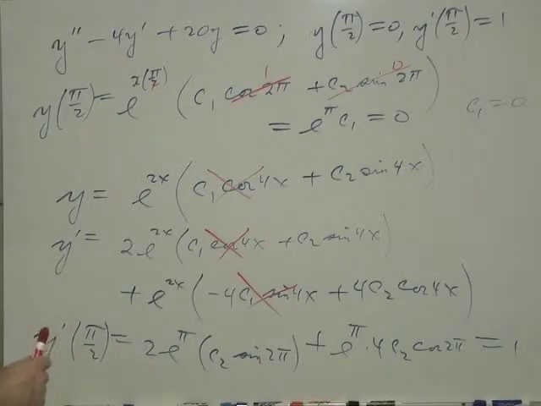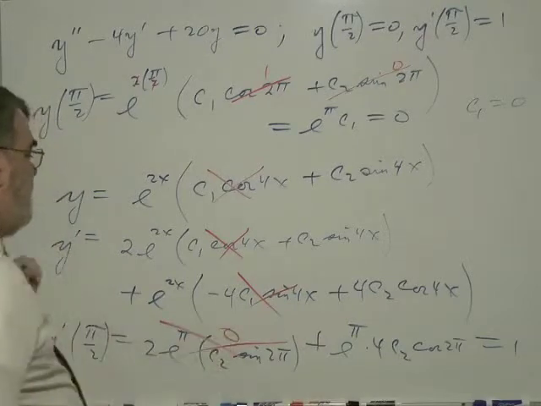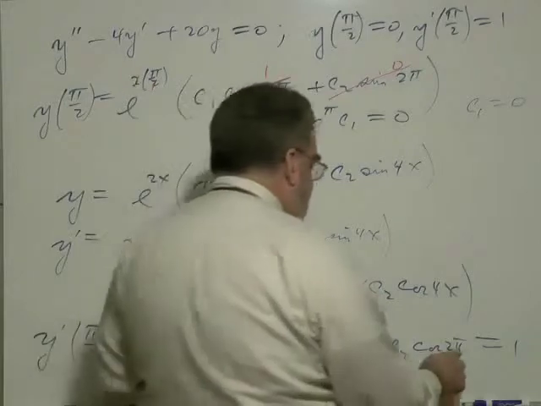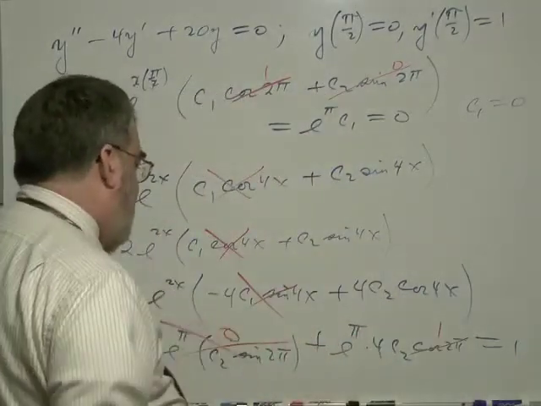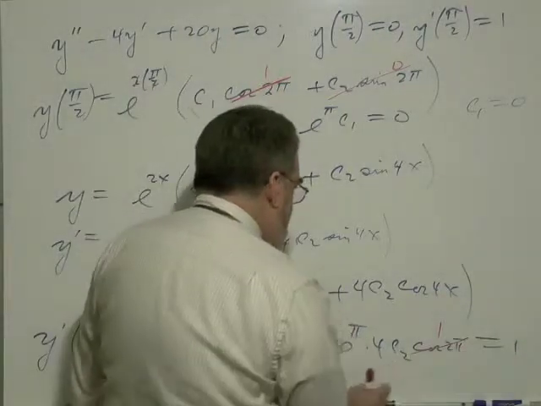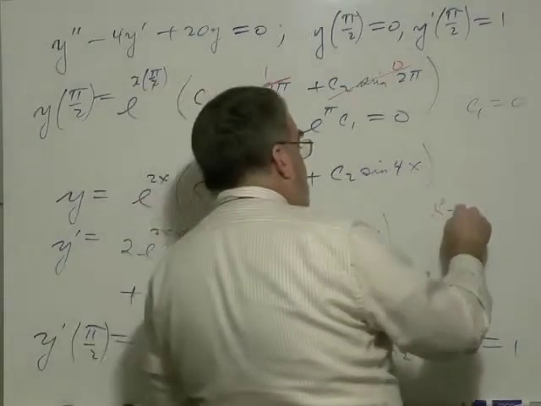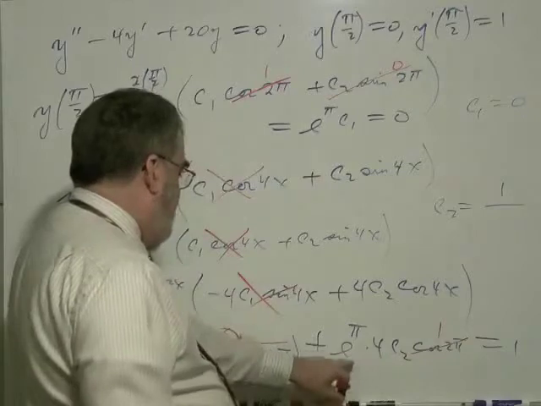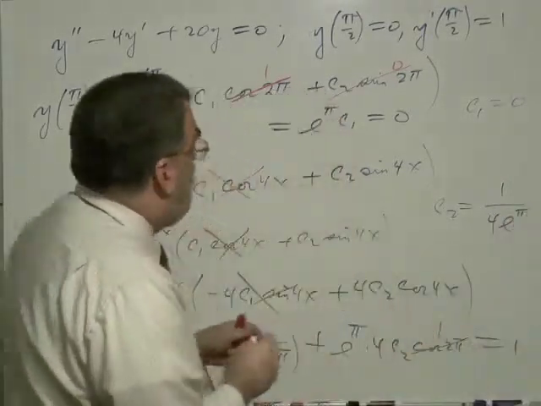But we can do some cleanup here. Sine of 2 pi is 0, so this whole term is 0, it cancels. And over here, cosine of 2 pi is 1. So it looks like C2 will be 1 divided by 4e to the pi. So C2 is 1, solve for C2, divided by 4e to the pi. There we go.